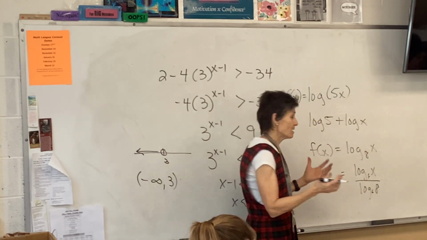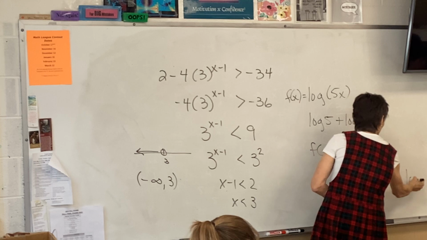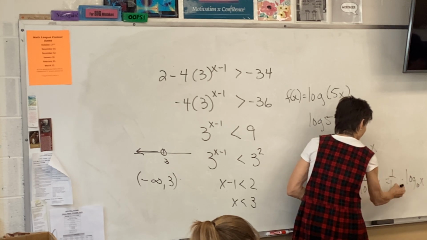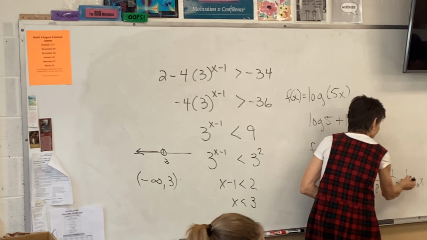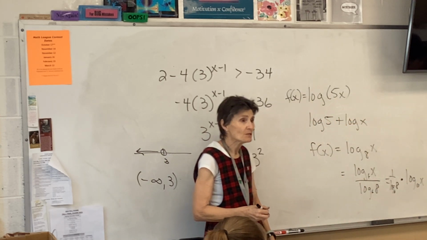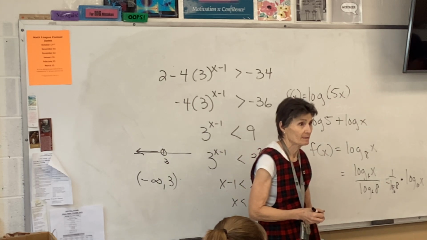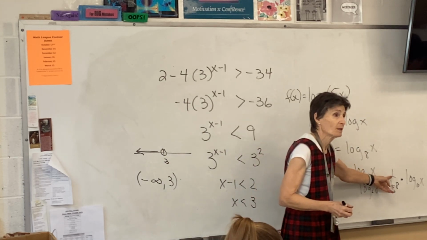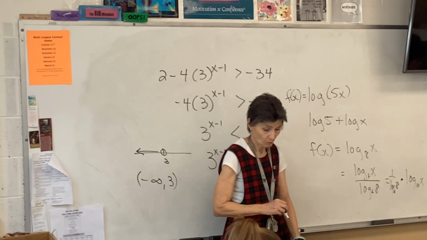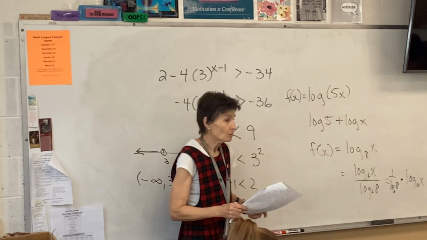Now I got it, because I am multiplying log base 6 of x by 1 over log base 6 of 8. And what does it mean to be a vertical dilation? It means you are multiplying by something. And this is what I'm multiplying by. Right? Yep. So easy. All right, who else?